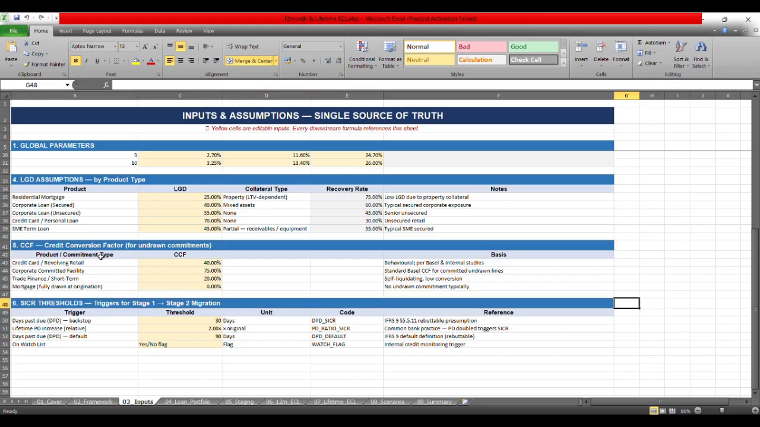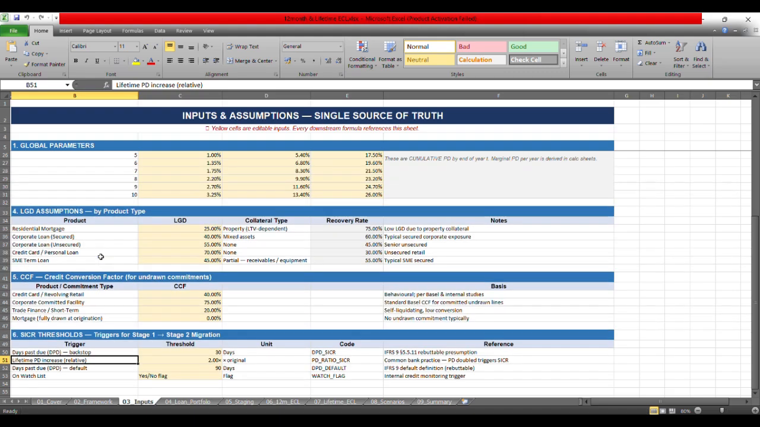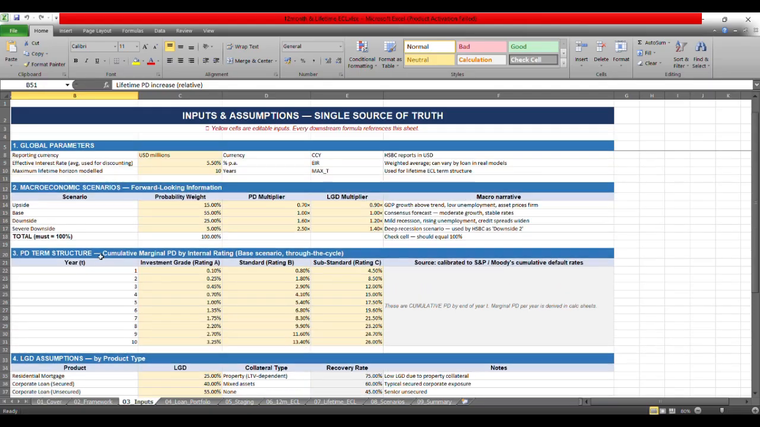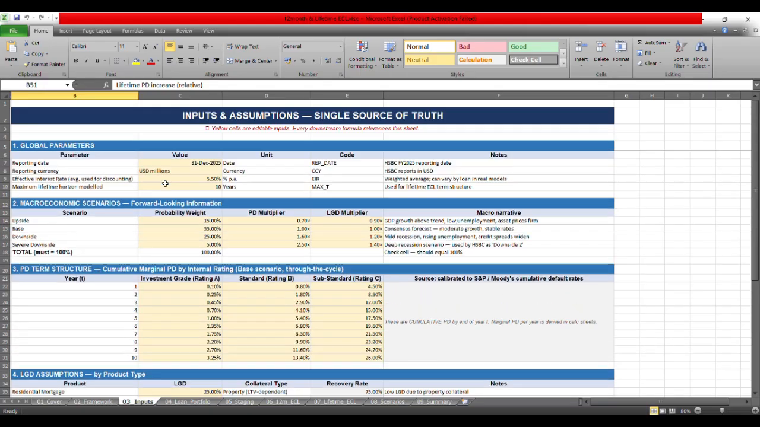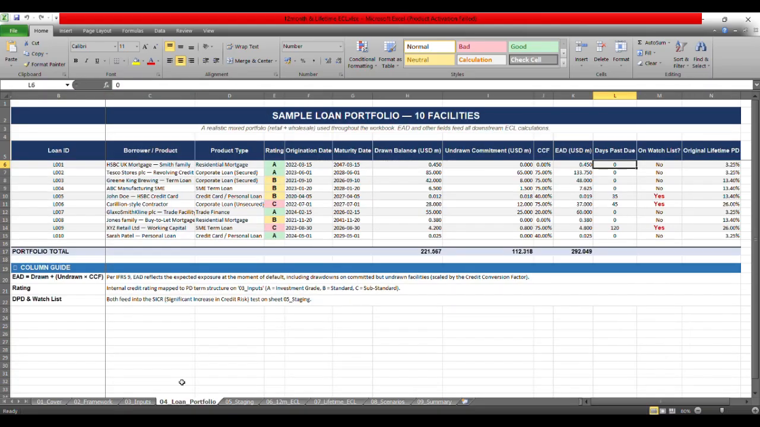30 days past due is the backstop here, and a doubling of the lifetime PD versus the origination. This is the internal rule that most banks use, and everything downstream references these numbers. This means that you can change any yellow cell and watch the whole model recalculate live. That's the beauty of this model.